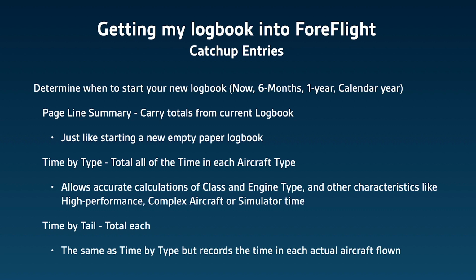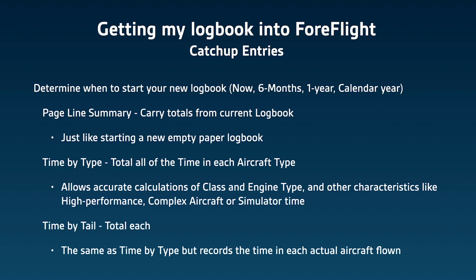So there are 3 types of Catch-up Entries. Thomas mentioned having perhaps 3 previous paper logbooks. When you end a paper logbook, you can actually just take that page line summary, and then when you open the brand new logbook, you just add that total across the top and start from that new line. So we'll review bringing that information in on one of the next slides.